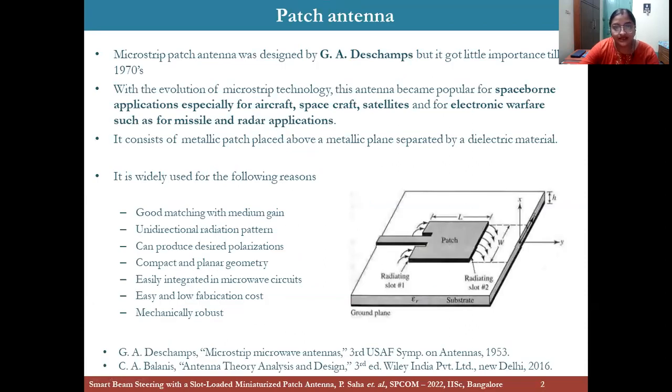Microstrip patch antenna is a well-known antenna which is popular for spaceborne applications like aircraft, spacecraft, satellites, radar applications, etc. It has some special features like it can produce linear as well as circular polarizations. It has a planar and compact geometry, and that's why it is very easily integrated in microwave circuits. Its fabrication cost is very low and it is also mechanically robust.